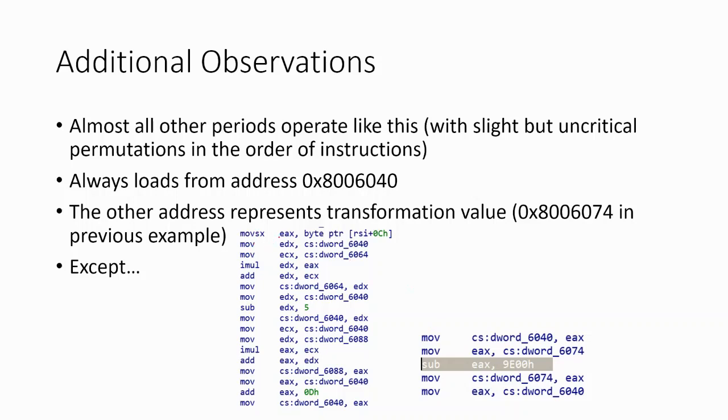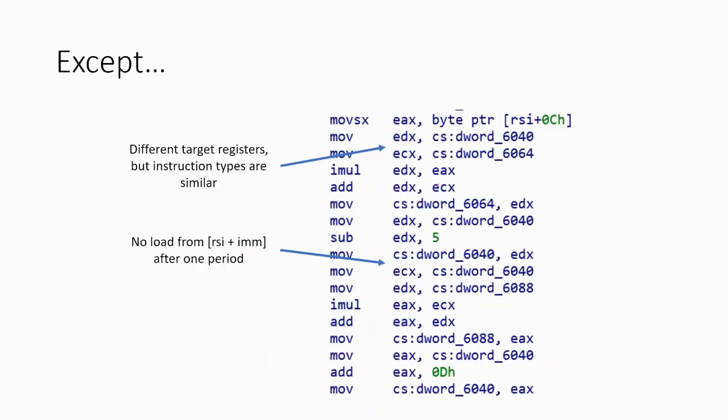One of them is where we have something like this. In this situation, we see that there is no move EAX from RSI, and in fact, the register order is all wrong, and we can see that here. However, the overall instructions are the same. So we still have a multiplication of the 6040 value with the RSI value, and we add that on to the other value and store it back to that value. But this time we just don't have a subsequent load.